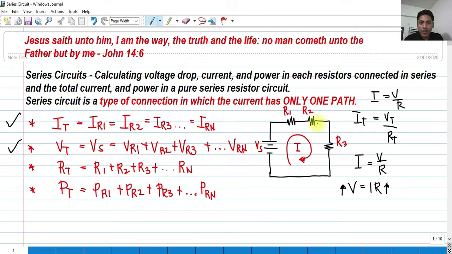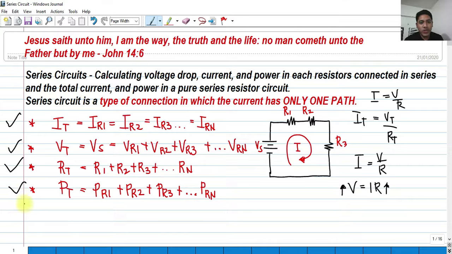So again, the summation of the voltage drops across the series resistors is simply equal to the total voltage source, which is V sub S or V sub T. In terms of getting the total resistance of resistors connected in series, it's very easy. We simply add the resistances of R1, R2, and R3, and voila, we get the total resistance. It's very simple, since they are connected in series.